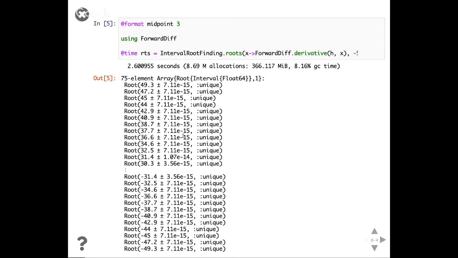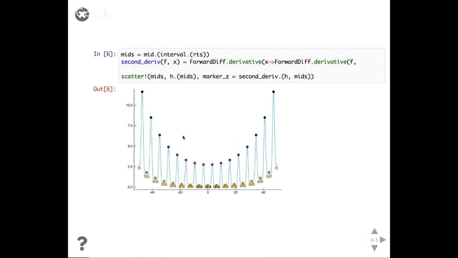And let's draw those. So there they are. And I've colored them according to the size of the second derivative. So then I can characterize them as maxima or minima, depending on the sign of the second derivative. And I can find all of the stationary points. This is a one-dimensional example, but I can do the same in higher dimensions, where higher means two, or maybe five.